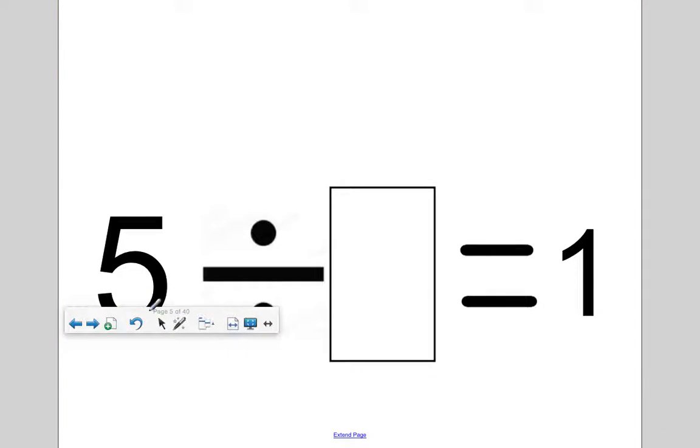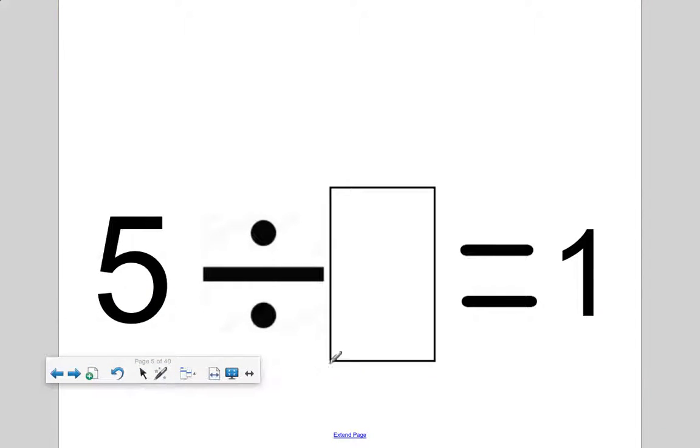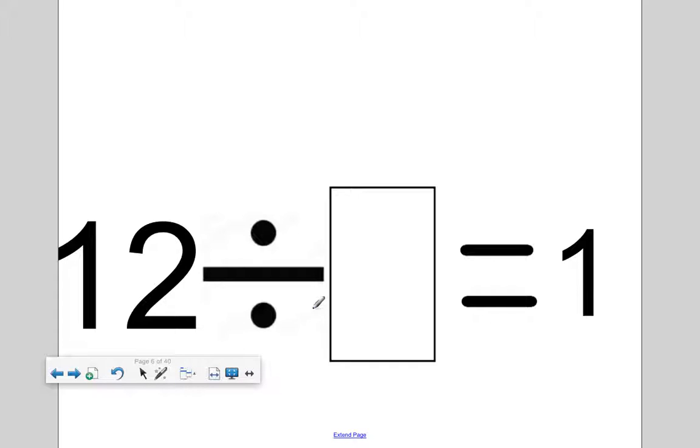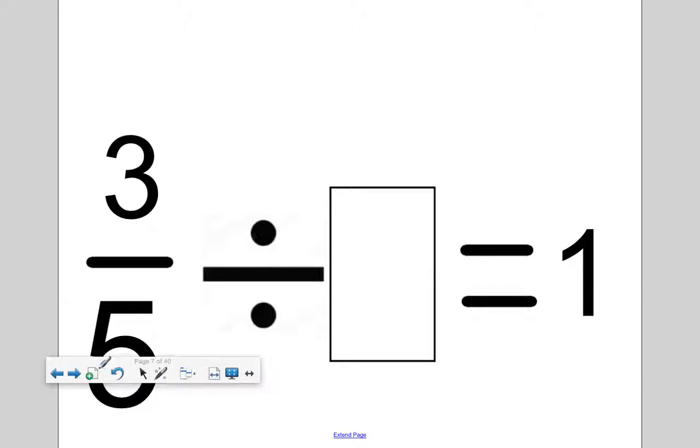So let's do a quick thing. 5 divided by what is 1? Hopefully you said 5. 12 divided by a number is 1. What did he say? Yes, 12. 12 divided by 12 is 1 whole. 3/5 divided by what is 1 whole? It is 3/5. When you divide a numerator and denominator and they are the same number, it represents 1 whole.